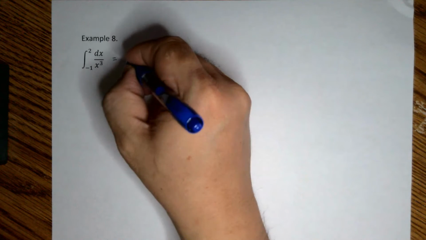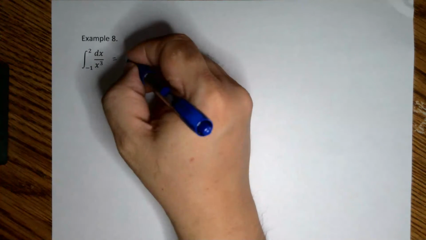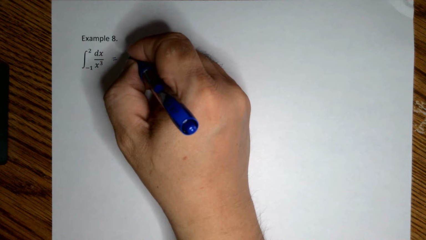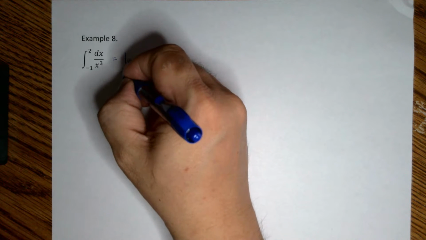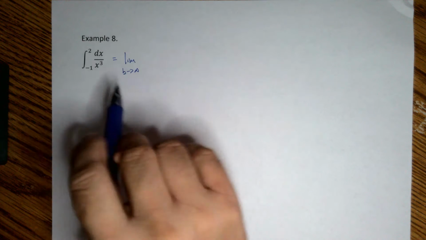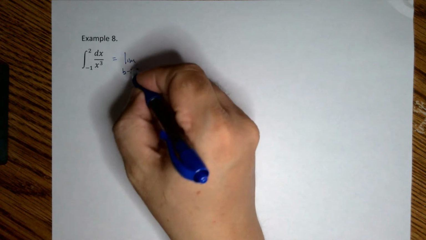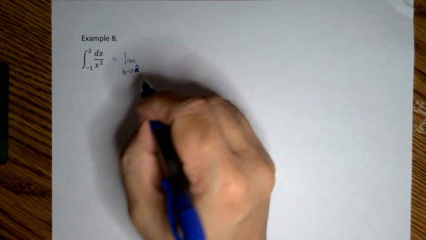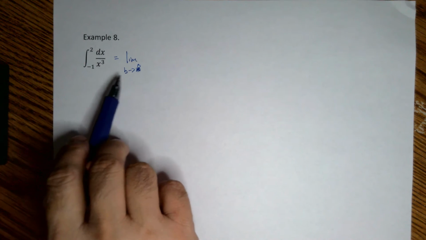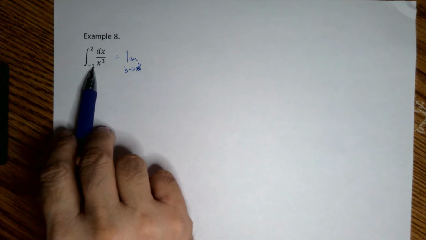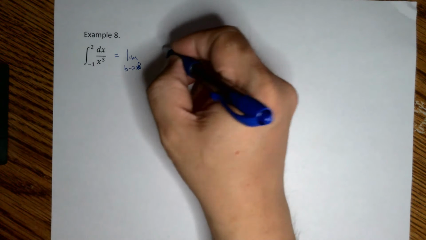So, we have to write this as two different limits. Let's start with the bottom. We're going to go limit, and it's going to be b goes to, not infinity, 0. And I'll decide in a minute whether it's from the left or the right. But anyways, b goes to 0. So I'm going to put the b up here.